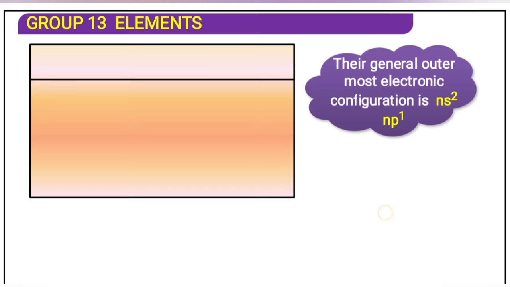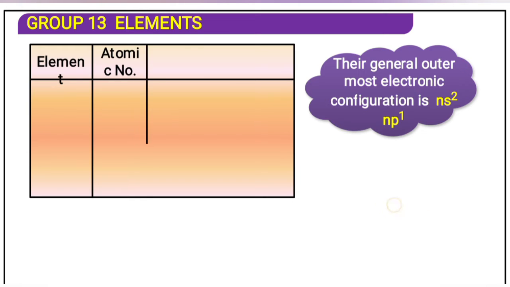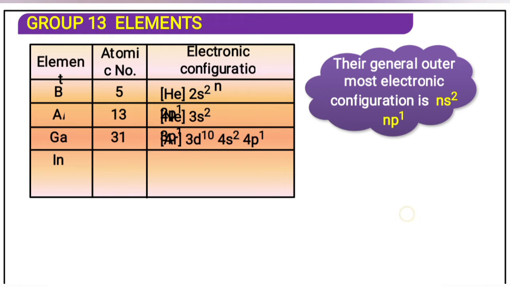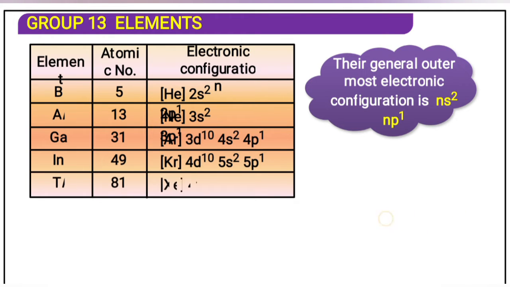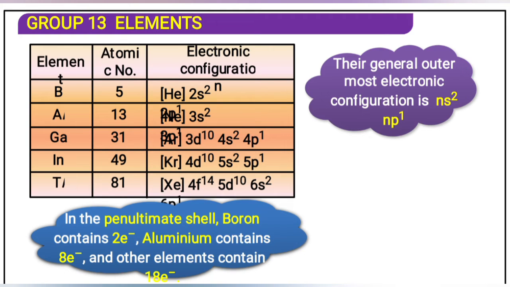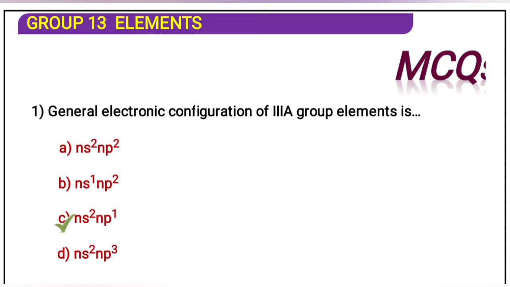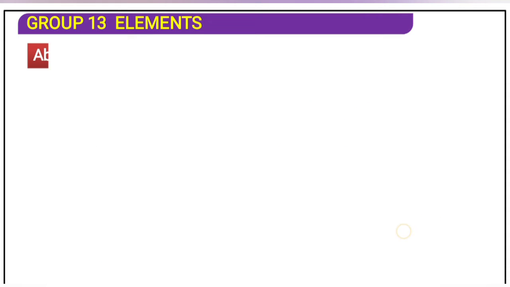The general outermost electronic configuration is ns2 np1. So in general, if we write noble gas and then outermost electronic configuration, then in the penultimate shell, boron contains 2 electrons, aluminium contains 8 electrons, and the others contain 18 electrons, right? Penultimate shell means the shell just before the outermost shell, okay? So MCQ answer ns2 np1 here.